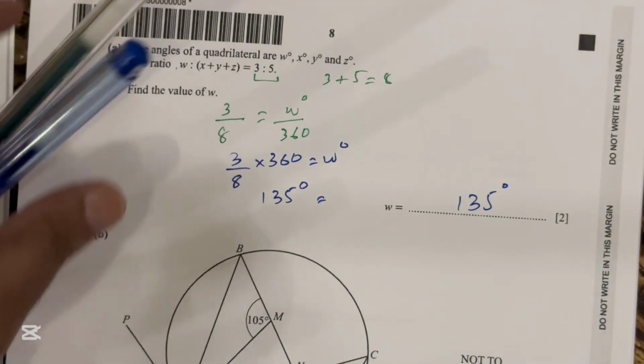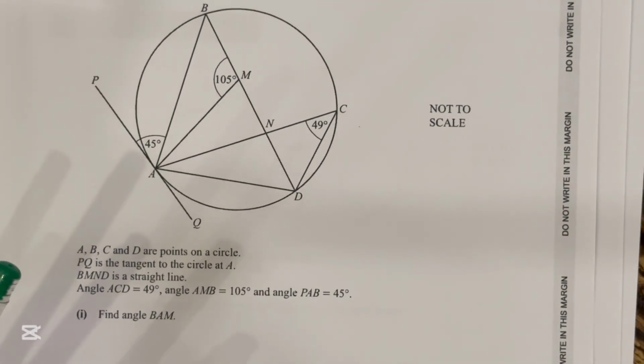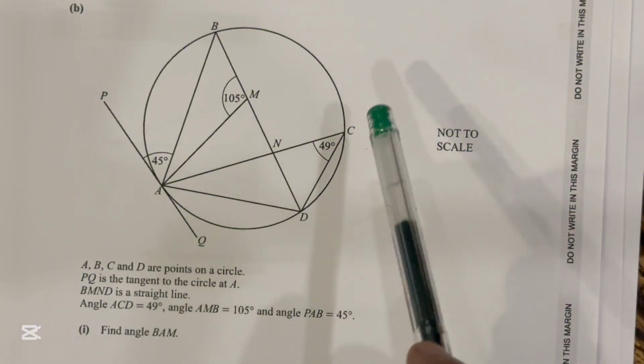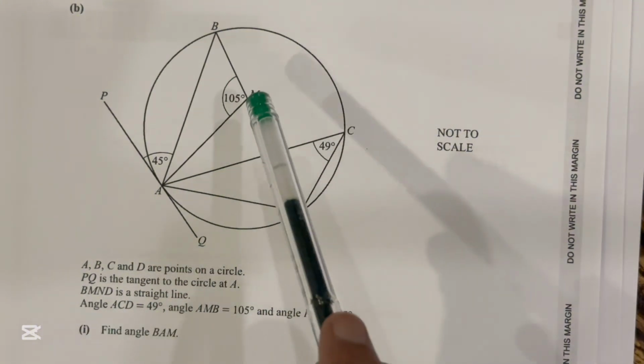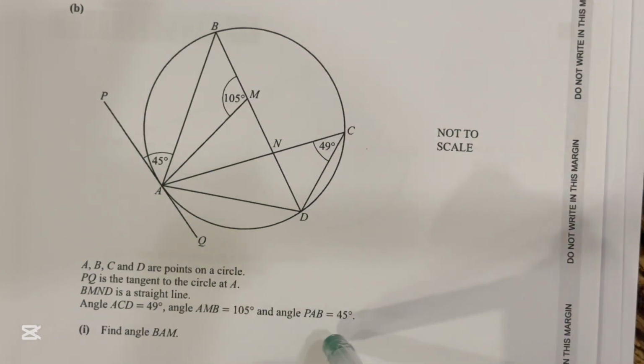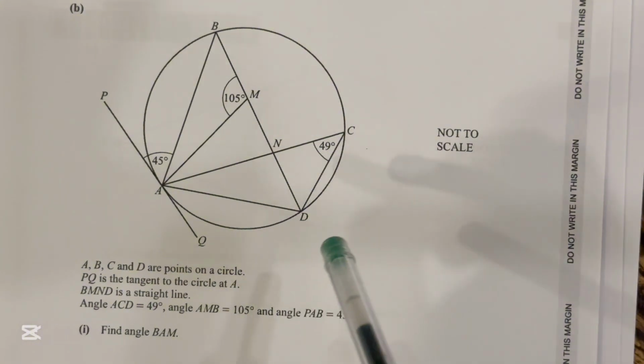Moving to question number B, that is from the topic of circle properties. Okay, now you can see A, B, C, D are the points on the circle. PQ is tangent to the circle. You can see at A. B, M, and D is a straight line. Angle ACD is making 49. AMB is making 105. Angle PAB is equal to 45. Find angle BAM. Okay, BAM, we need to find this angle.